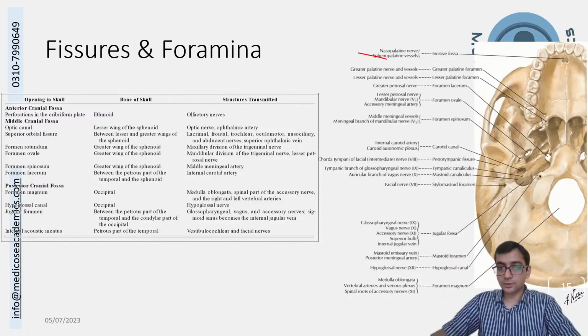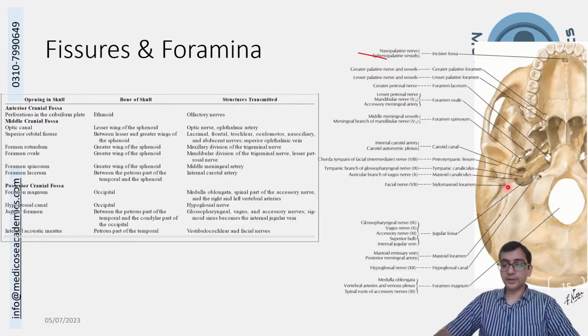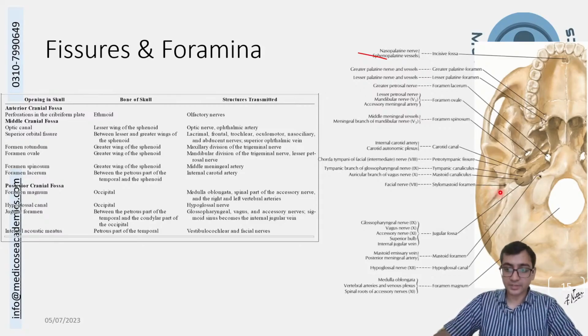So this is an important MCQ: the stylomastoid foramen is guarded by the mastoid process, and this guarding starts after 2 years of age, after the mastoid process has developed. Before that it is only covered by the sternocleidomastoid muscle.